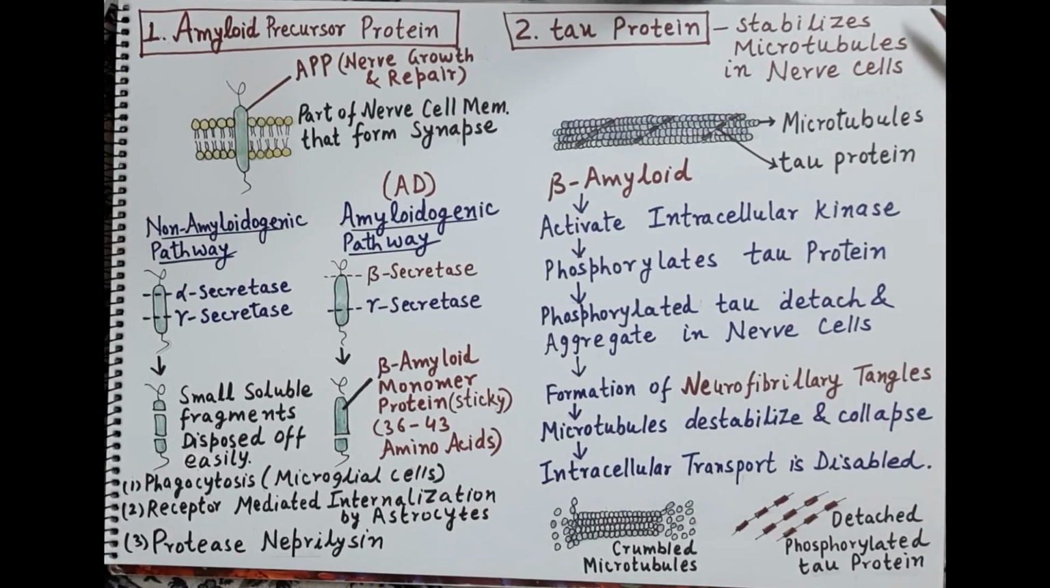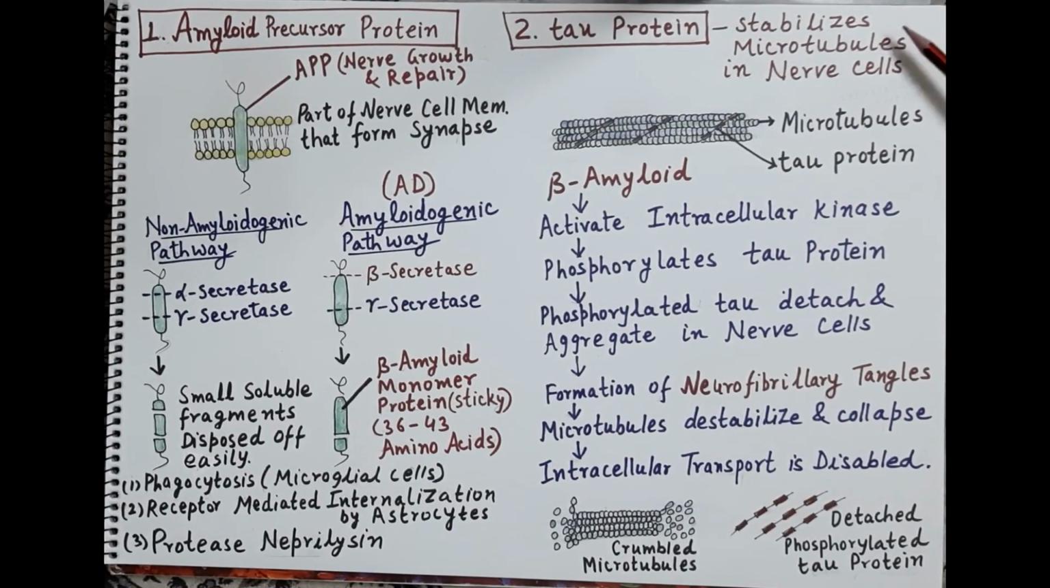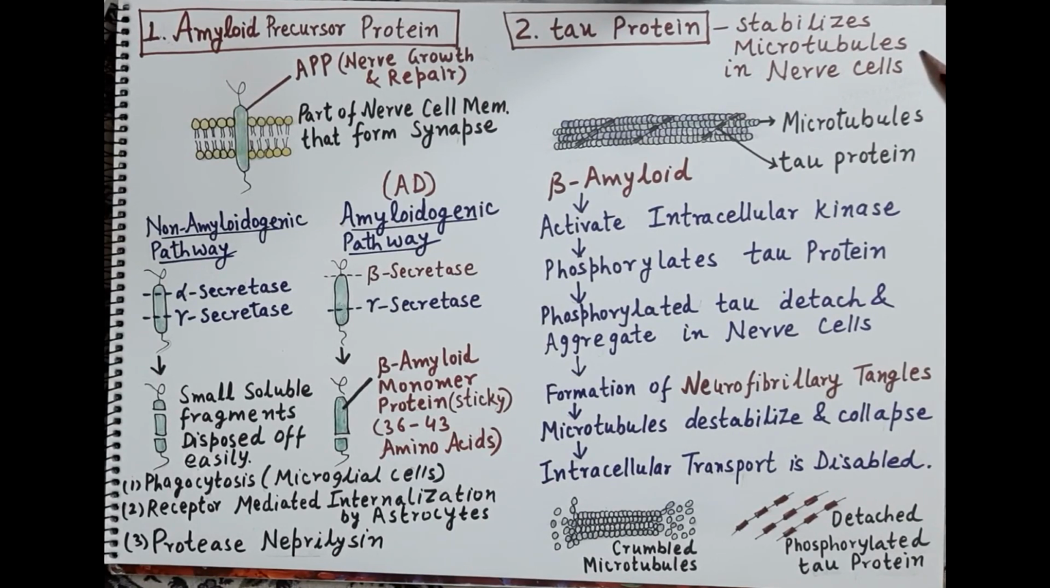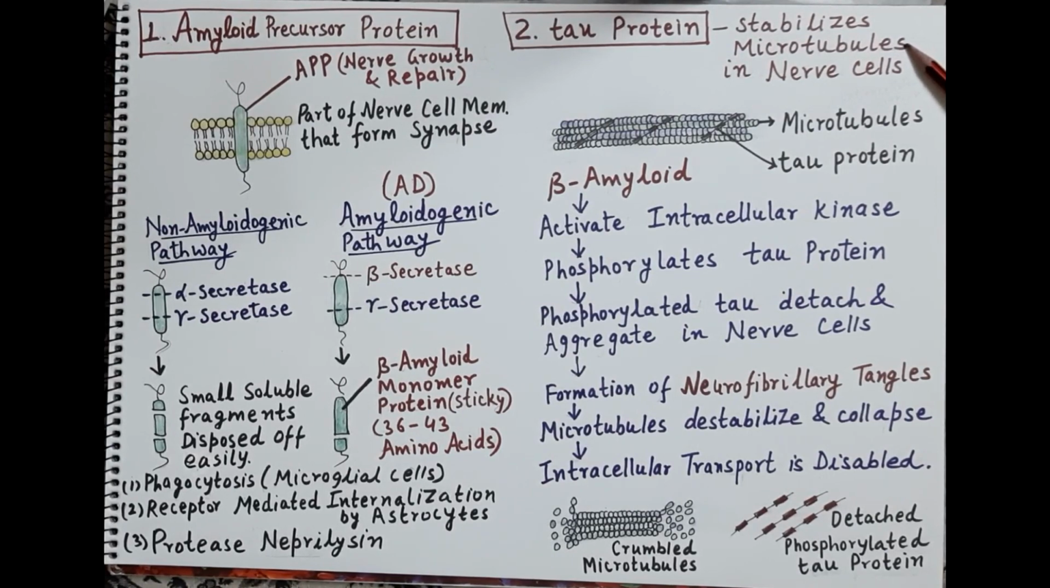Now, a second hallmark of Alzheimer's disease is the tau protein. Tau protein is required for the stabilization of microtubules in the nerve cells. Now, as we all know, the function of microtubules is intracellular transportation. These microtubules are required for the transportation of organelles, for example mitochondria, then vesicles within a nerve cell. They are also required for the transportation of nutrients and waste products within a nerve cell.